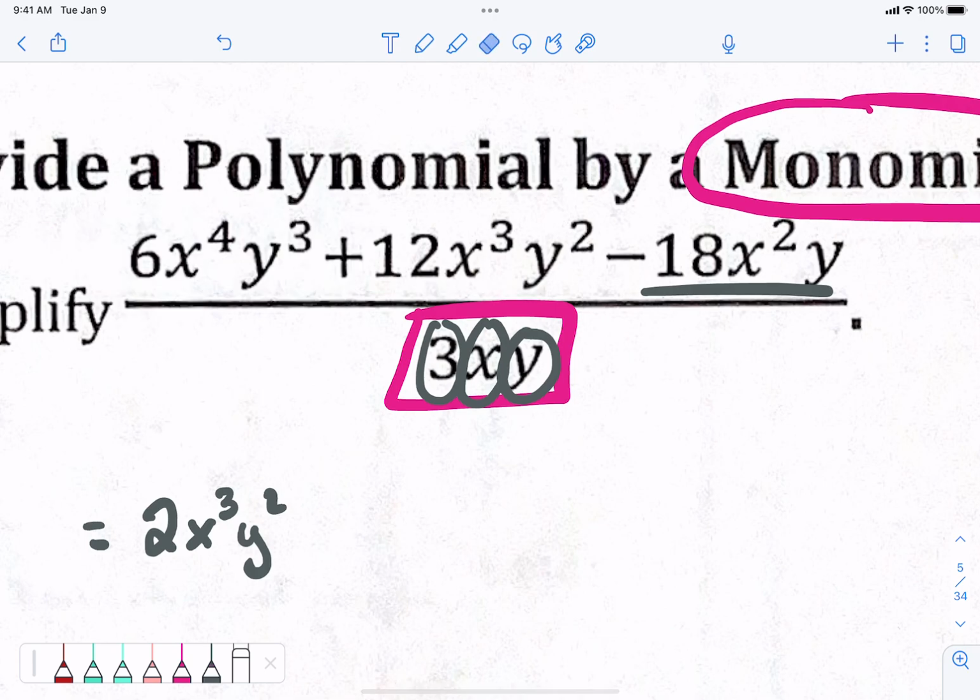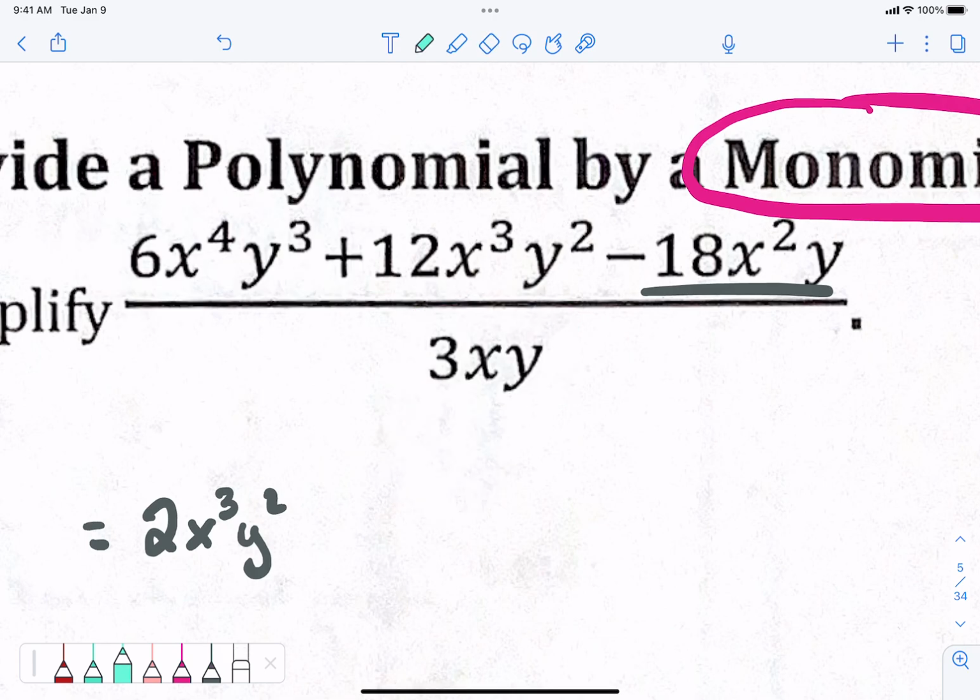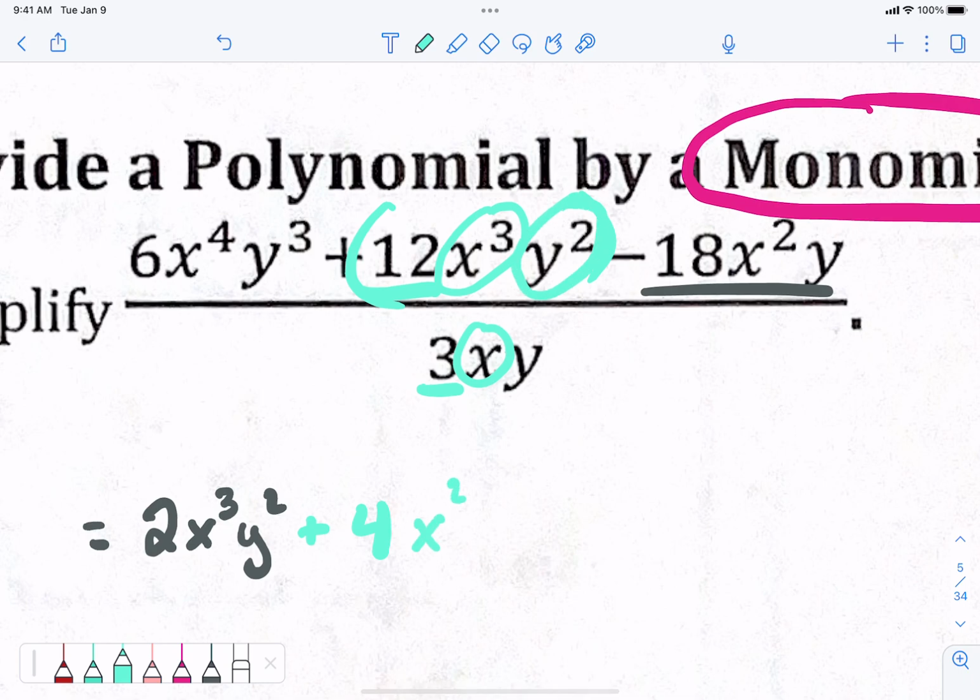Make sense? Okay? All right, now I start with my middle piece. This chunk right here. What's 12 divided by 3? 4. Okay, now, here's my pet peeve. Plus 4. Make sure you put a plus sign in there, okay? X to the 3rd divided by x. X squared, you have 2 left, right? Y to the 2nd divided by y is just 1y, all right?